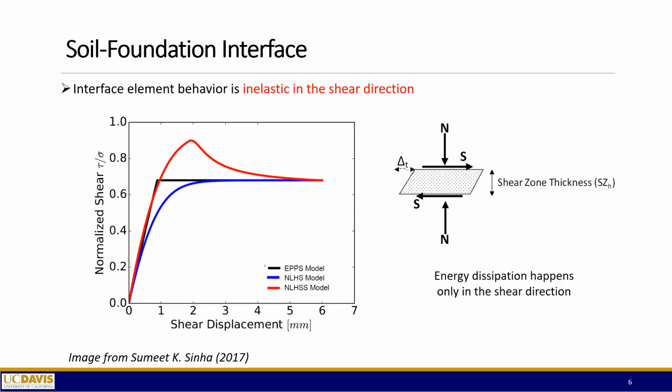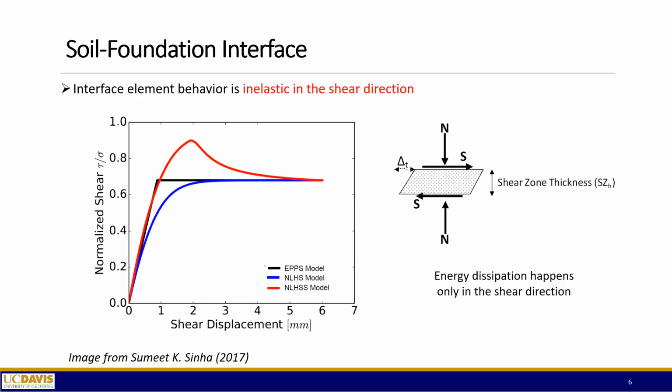The way we are modeling is using a so-called penalty method, so that in the normal direction, the stiffness or the force will increase significantly when the two parts are made into contact. But the really interesting part related to energy dissipation happens in the shear direction, because we model the interface element behavior as inelastic in the shear direction. So this is where the energy dissipation happens. It's only in the shear direction.